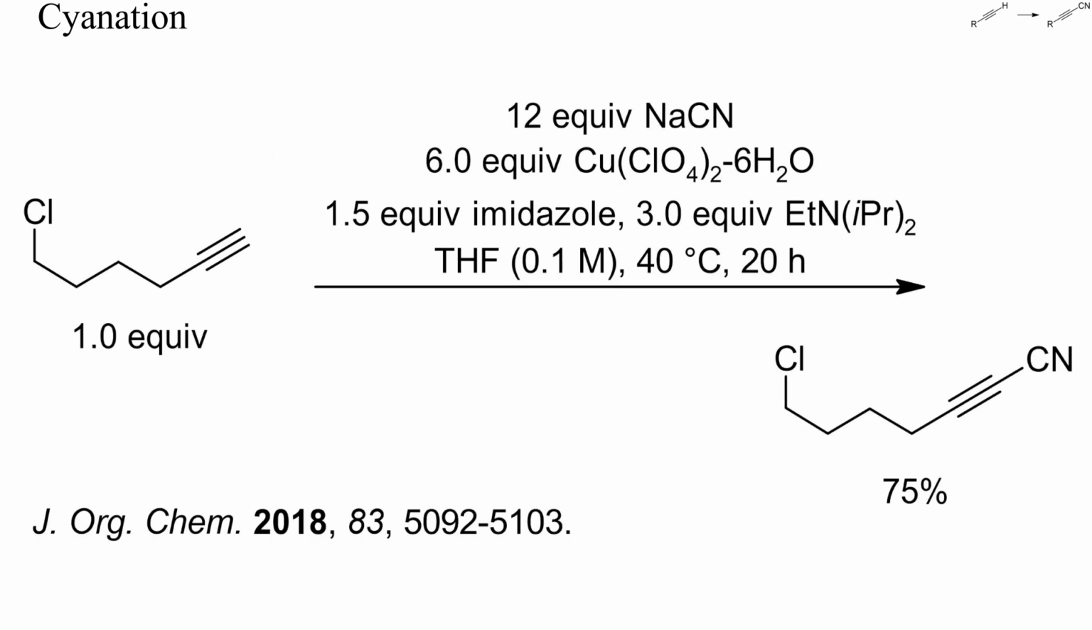Also in this example, a huge excess of reagents was used. These were sodium cyanide, copper-2 perchlorate, imidazole, and DPA and THF. No substitution of chloride by cyanide occurred, because the solubility of sodium cyanide in organic solvents is low. Because of its small size and high electric field strength on its van der Waals surface, cyanide forms strong hydrogen bonds with water and tends to act not as a nucleophile but as a base.